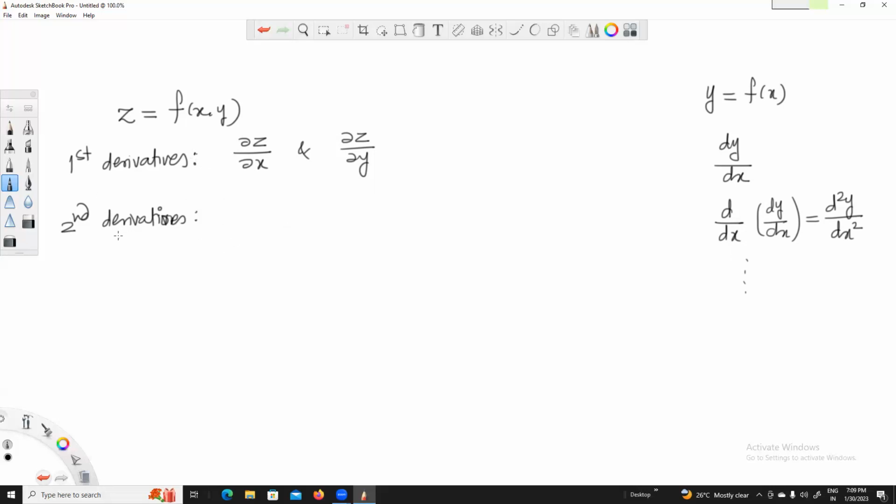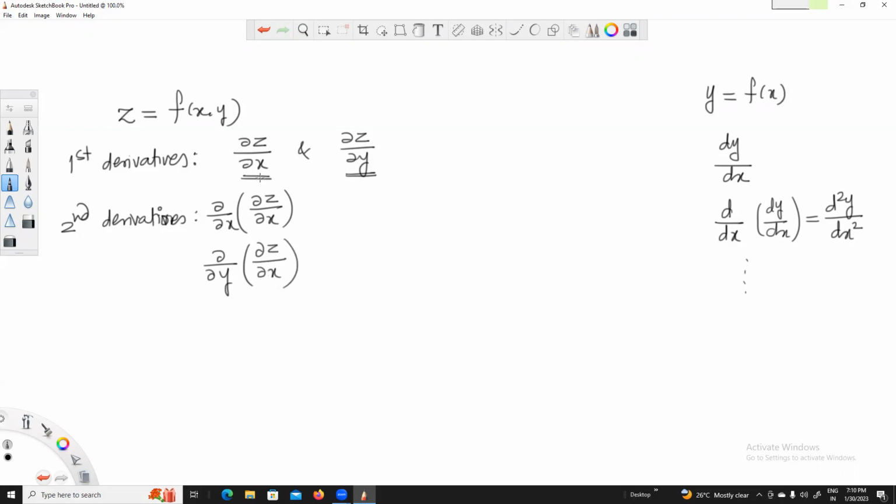So to get the second derivative, I need to differentiate the first derivative. But again, in that also I have two options, whether to differentiate this del z by del x or whether to differentiate this. So that is how we define it. Suppose I differentiate this del z by del x. Now again for this also I have two options, whether to differentiate with respect to x or with respect to y, del z over del x.